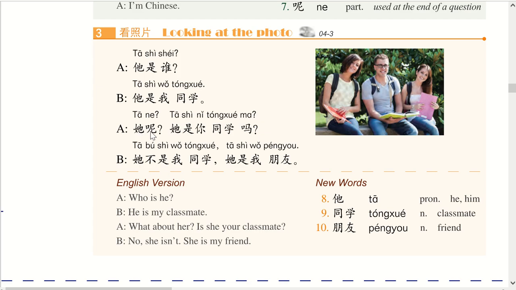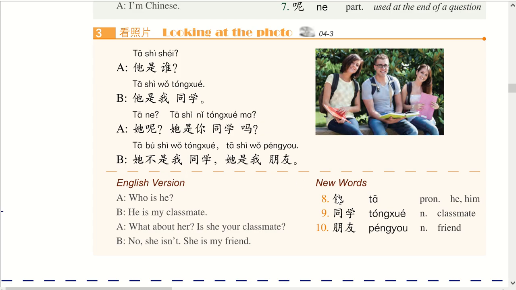她呢? What about her? 她是你同学吗? Is she your classmate? 她不是我同学. No, she is not my classmate. 她是我朋友. She is my friend. So we can repeat again. 他是谁? Who is he? 他是我同学. He is my classmate. 她呢? What about her? 她是你同学吗? Is she your classmate? 她不是我同学. No, she is not my classmate. 她是我朋友. She is my friend.